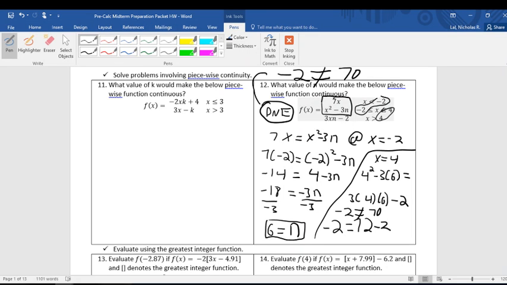So there's no value for n. All right. So that's number 12.